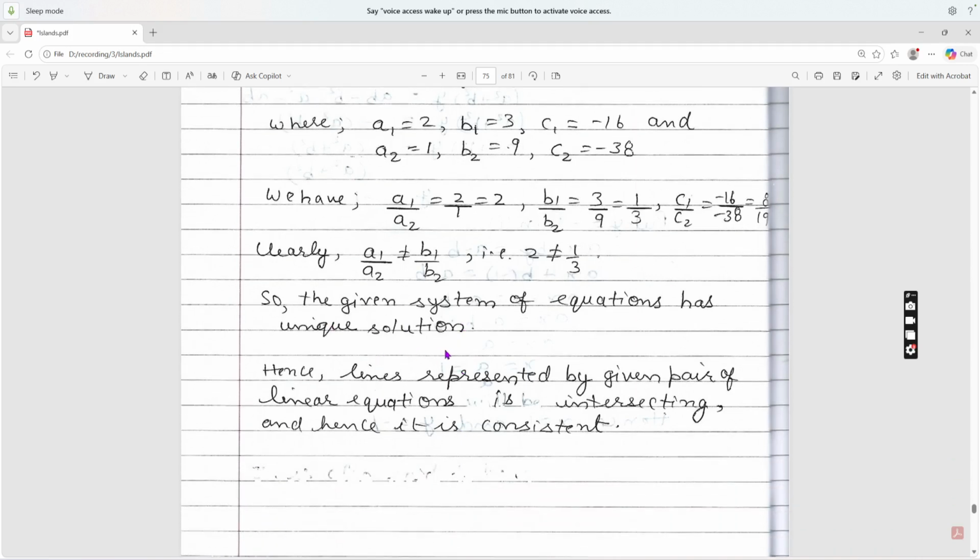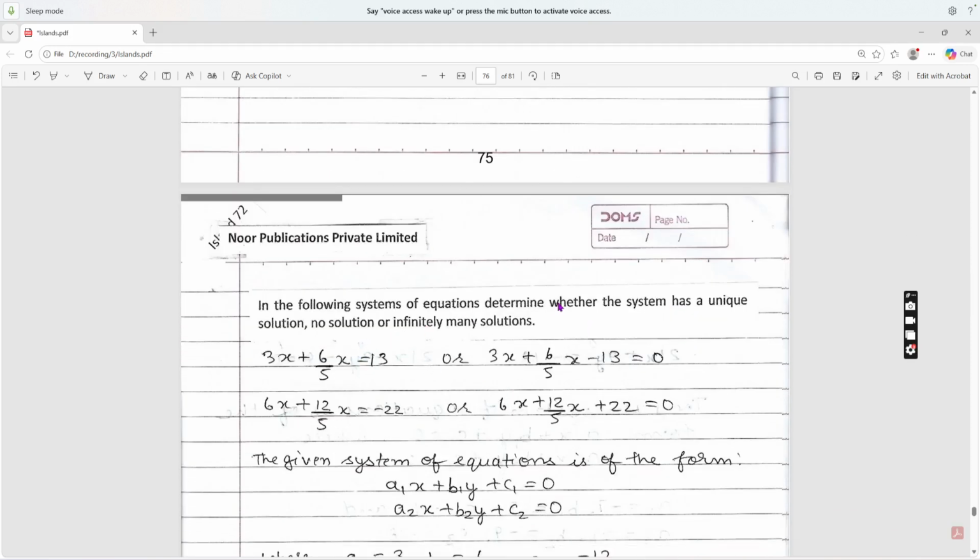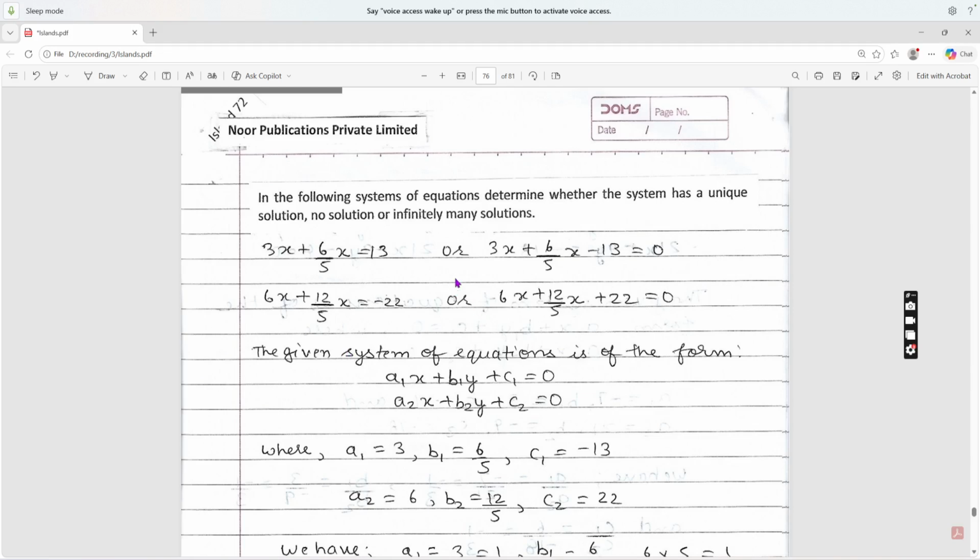And when we have the unique solution, then the lines are intersecting. Hence the lines represented by a given pair of linear equations is intersecting, and hence it is consistent. So consistent, intersecting lines we can write, and unique solution we can write. Okay, next. In the following system of equation, determine whether the system has a unique solution, no solution, or infinitely many solutions. Again, we can see 3x plus 6 by 5x, it is y.